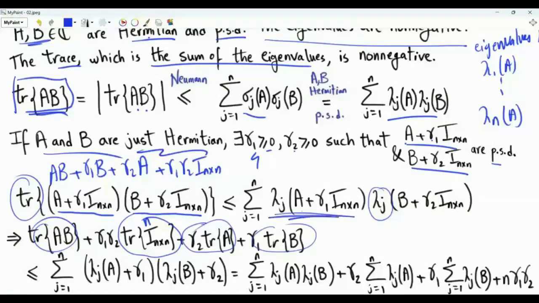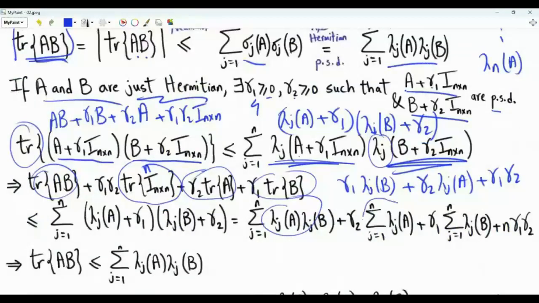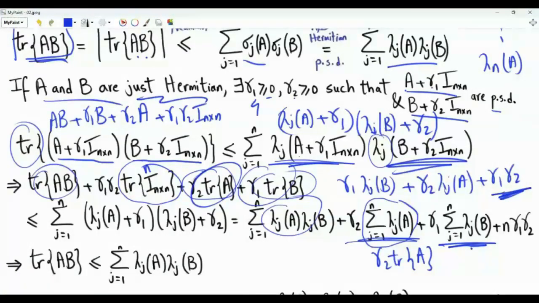On the right-hand side, the eigenvalues of A plus gamma 1 times identity, those are the eigenvalues of A plus gamma 1, and those are the eigenvalues of B plus gamma 2. If we multiply, we get the product of the eigenvalues. We get also gamma 1 lambda j of B, we get gamma 2 lambda j of A, and we get gamma 1 gamma 2, and then we sum. When we sum the eigenvalues of A, this is the trace of A. So we have a term here which is gamma 2 the trace of A, exactly like this term. And this will be gamma 1 the trace of B, exactly like this term. When we sum gamma 1 gamma 2, that's a constant. We add it to itself n times, and so we get n gamma 1 gamma 2, which is this term here.